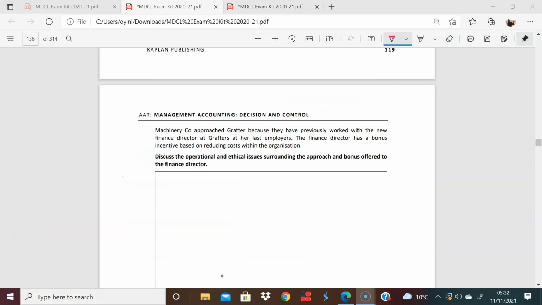Finally, you have a scenario where you have machinery. The people who give these machines have approached them to get them to literally take their machines on. Now they produce them. They approach them because they have a previous relationship with the FD at Grafters. So the FD has a bonus to reduce costs. So you can see that there is a threat here. There are a number of threats.